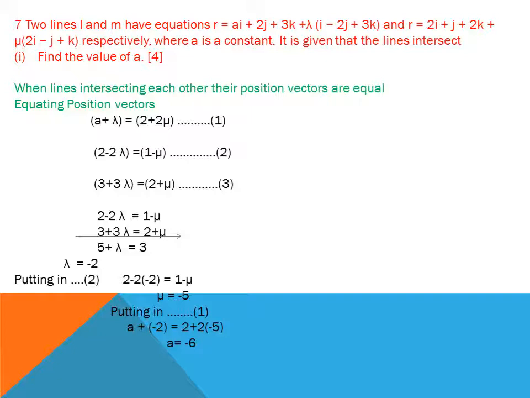Here I equate the position vectors of both the lines. First I find that a plus lambda is equal to 2 plus 2 mu, and similarly I find three equations. I solve the first two equations simultaneously, and the second and third equations simultaneously. I find that lambda is equal to -2 and mu is equal to -5. Then I place these two values in equation number 1 and find the value of a.